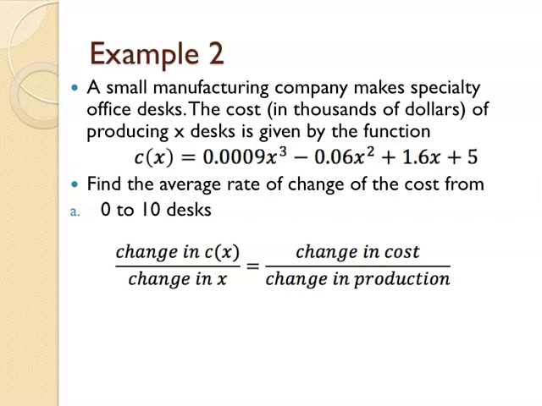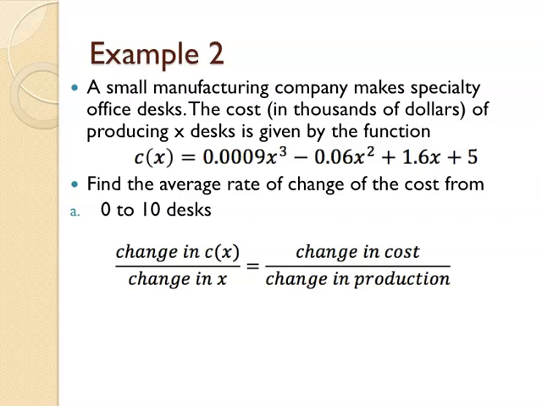Well, we would probably expect the rate of change from 0 to 10 to be much higher. Why is that? If you're not producing any desks, versus once you start producing some desks, the change in cost is going to be much higher. If you're already producing 10 desks and now you want to produce 20 desks, that change won't be as high.